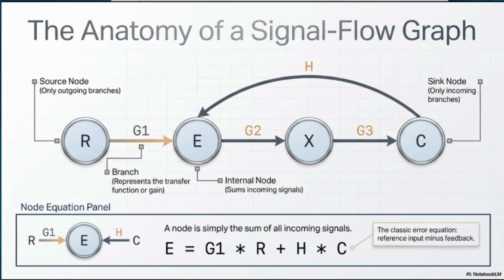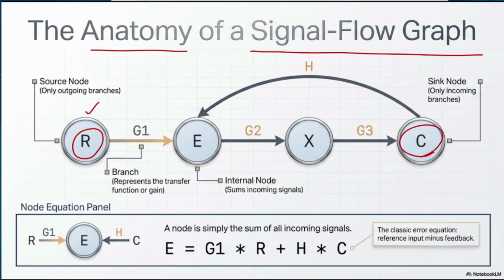Before talking about Mason's rule, let's have a little review of the anatomy of a signal flow graph. As you know, we have the very first node, which is going to be our source node. At the end of the day, we would like to find the relationship between R and C, output and input, but the important part is whatever is happening between them. So R is going to be our source node.